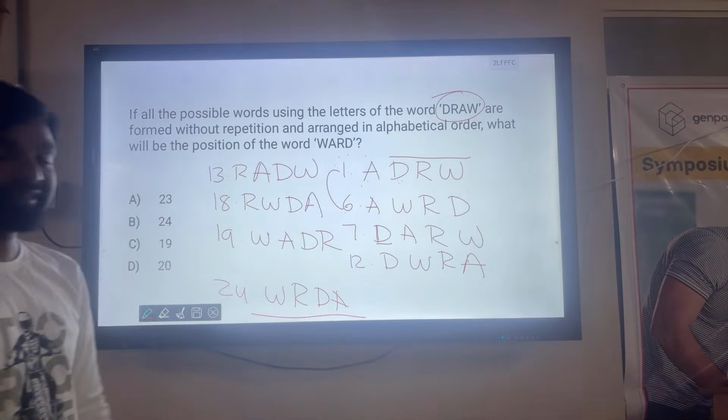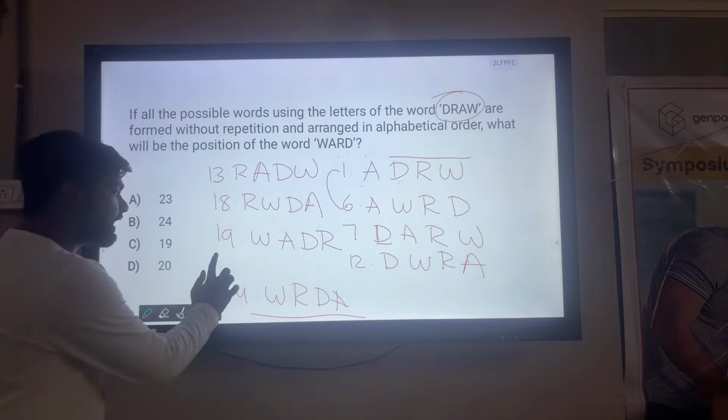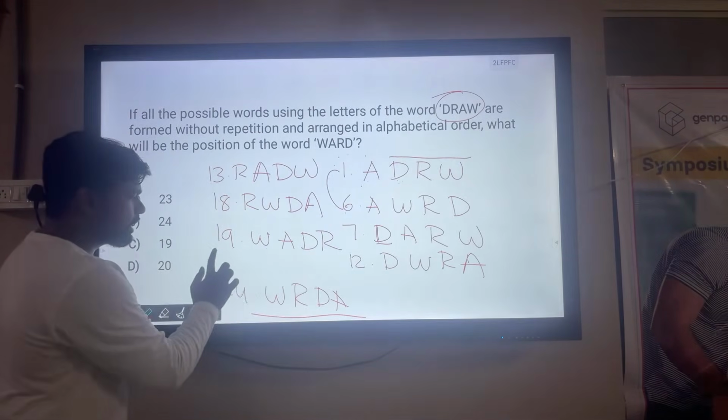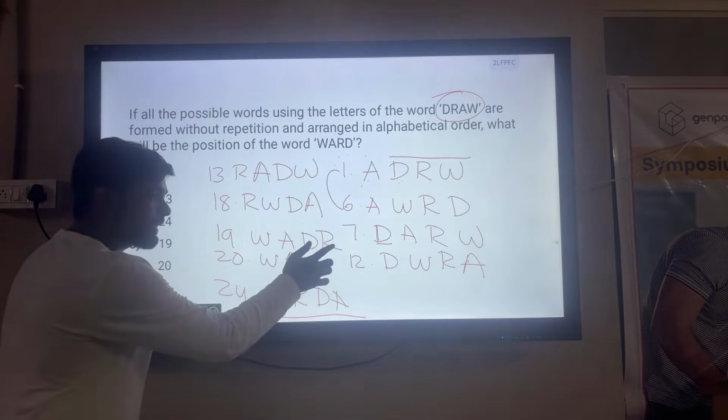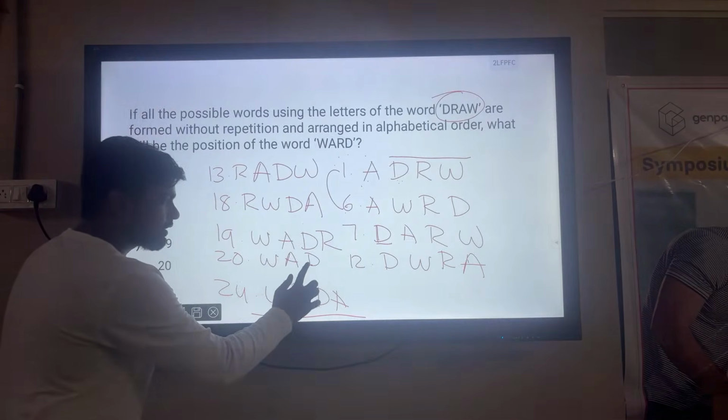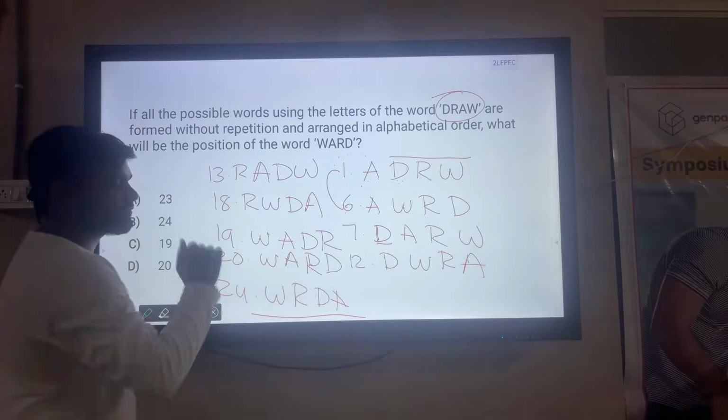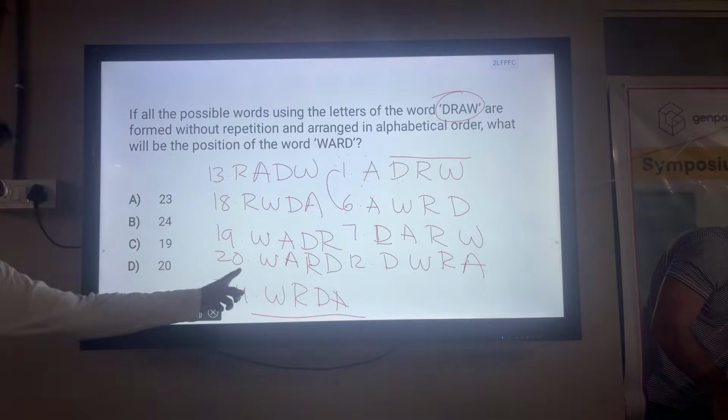W, A, R, D. Here the 19th word is W, A, D, R. The 20th word is W, A, R, D, as per the dictionary order. Reverse it: W, A, R, D.